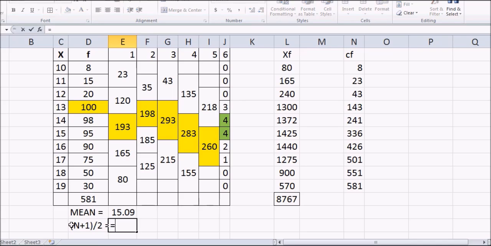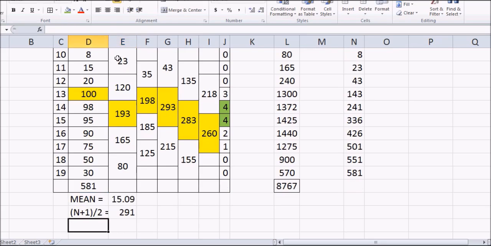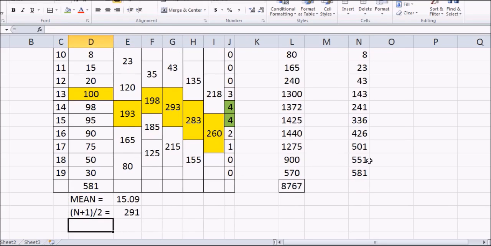And then plus 1 by 2 you can calculate here. There is n plus 1 by 2 equals 291. I need the 291st data from this. So, 291st observation, where's my cumulative frequency?